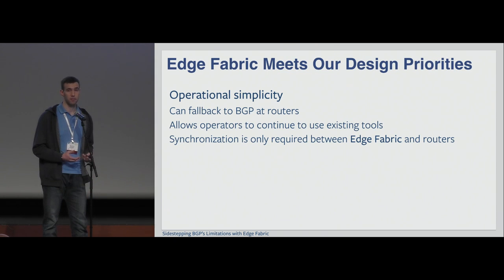Going back to those design priorities I introduced earlier, Edge Fabric meets our goals of operational simplicity because we can always fall back to BGP at the routers if Edge Fabric fails. It allows operators to continue to use our existing tools because routes are injected to those routers via BGP. And synchronization is only required between Edge Fabric and routers.